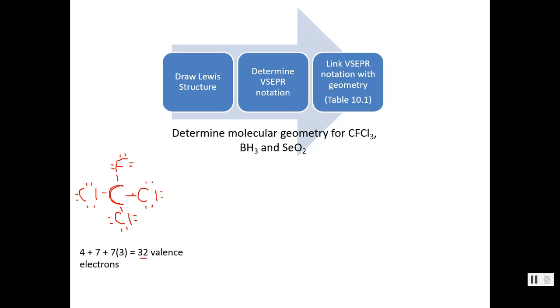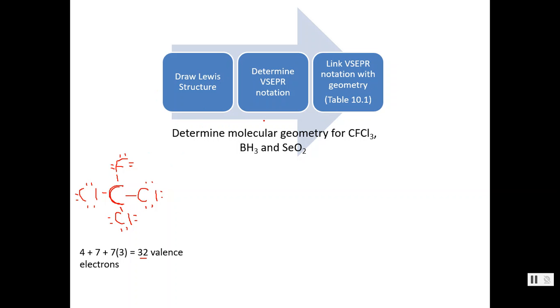Remembering electrons in the center are shared by both. So this chlorine has 1, 2, 3, 4, 5, 6, 7, 8 electrons. Same for these 2 chlorines and this fluorine. My central carbon atom has 2, 4, 6, 8 valence electrons. So all my atoms are happy. So now I've got my Lewis dot structure.